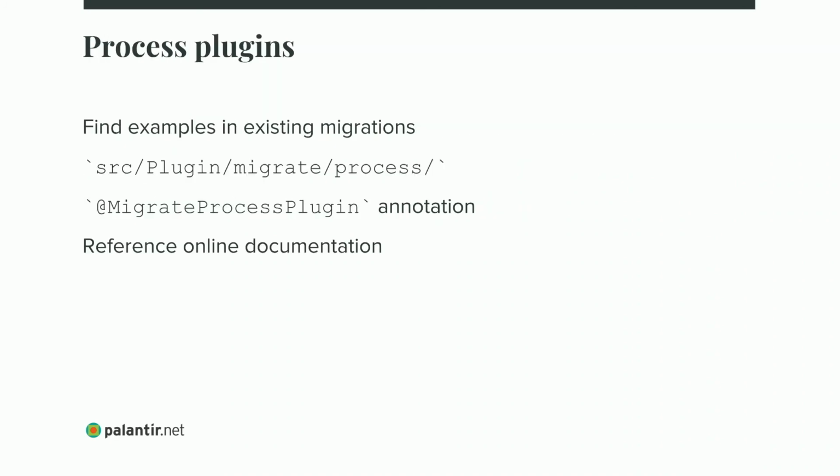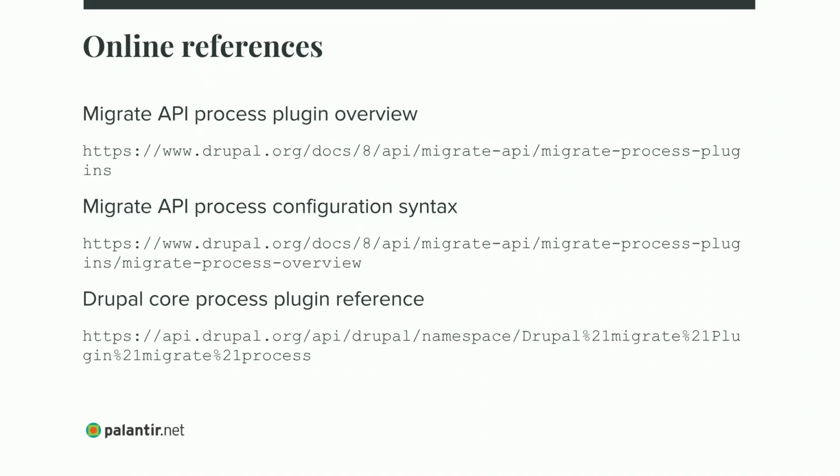Yeah, so at this point, the key thing that you're going to be dealing with, because you've already identified the source and the destination, is process plugins. Just like source and destination plugins, process plugins can be found in the same way. There's a lot of really good documentation online for that. Here are some links to Drupal.org. They'll define every single version of the process plugins that you can use, examples of how those can be used, what the parameters are, things like that.